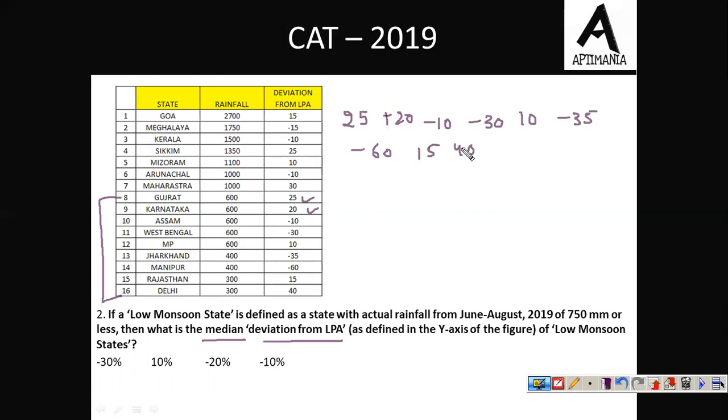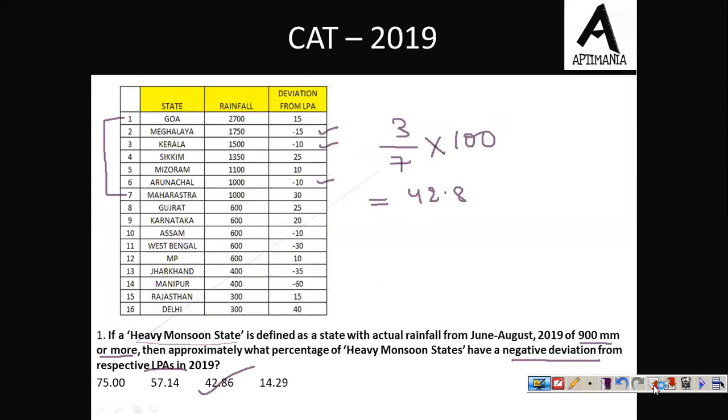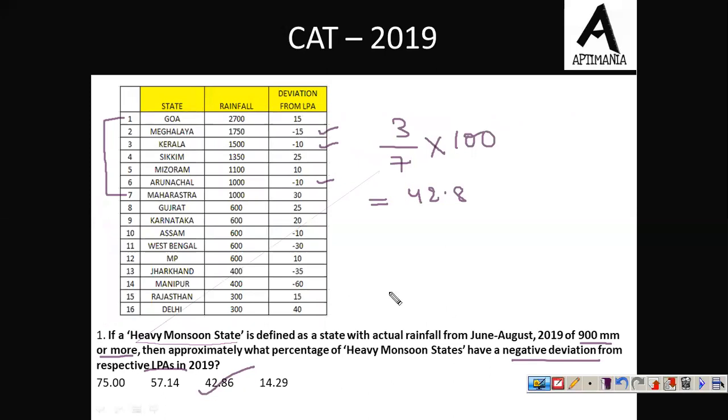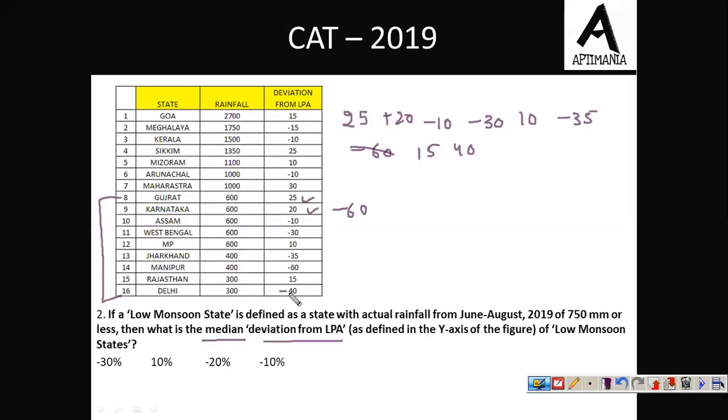मीडियन. Now to calculate the median, we should first arrange the data either in ascending or descending order. तो हम इसको अरेंज कर लेते हैं. सबसे पहले सबसे छोटी वैल्यू is minus 60. ठीक है. Then comes minus 35. In fact, I think the value of Delhi is minus 40. Let me check it once. The value for Delhi is minus 40. So in this table, by mistake, it is given as 40. So please correct this. This is minus 40. Fine.